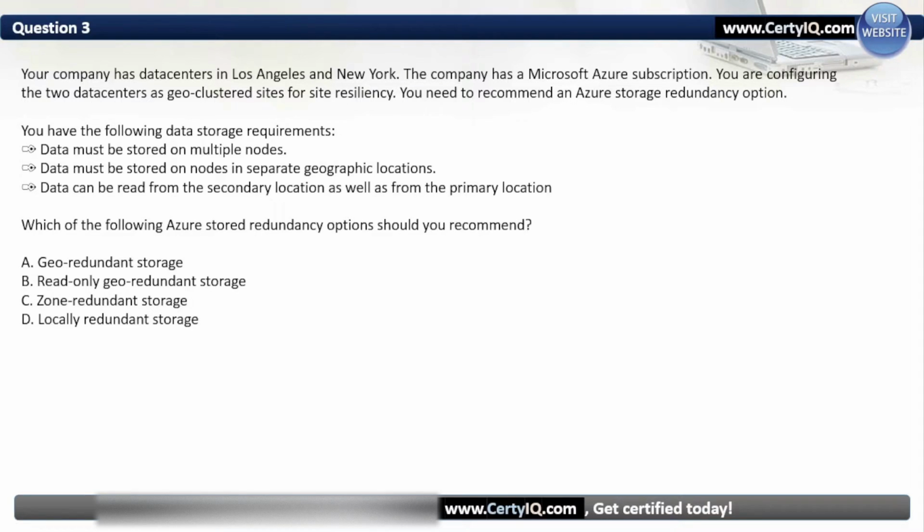Question 3. Your company has data centers in Los Angeles and New York. The company has a Microsoft Azure subscription. You are configuring the 2 data centers as geo-clustered sites for site resiliency. You need to recommend an Azure storage redundancy option. You have the following data storage requirements. Data must be stored on multiple nodes. Data must be stored on nodes in separate geographic locations. Data can be read from the secondary location as well as from the primary location. Which of the following Azure storage redundancy options should you recommend?